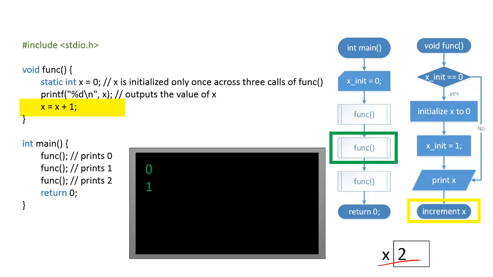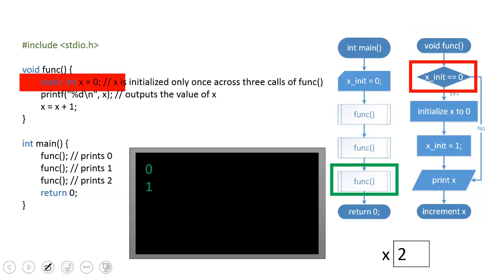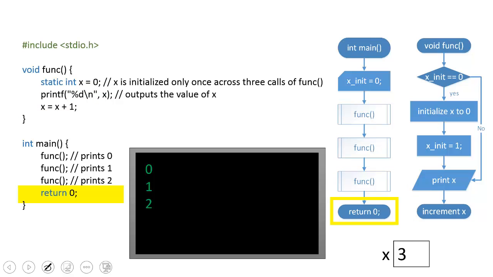If we leave this call of func and it doesn't disappear, now we call func one more time. We go through this function. X has already been initialized, so we just print and increment. X is now equal to 3. We go to this return. We're done here. So now, with this return being done, we take main off of our stack, and that's the end of our program.